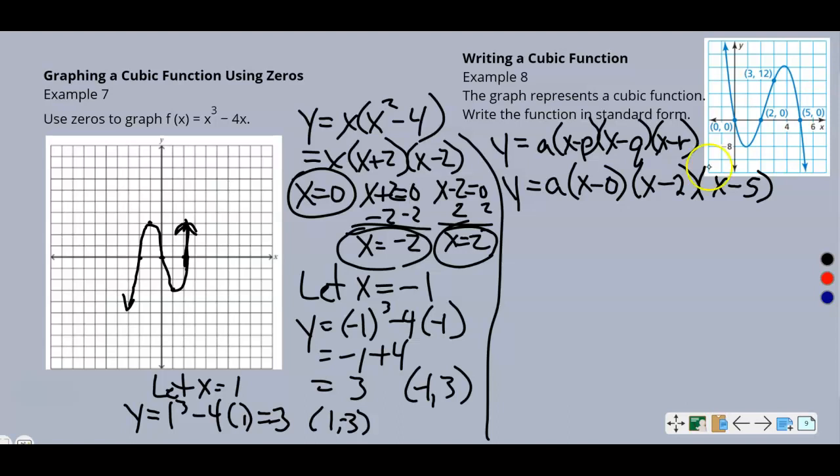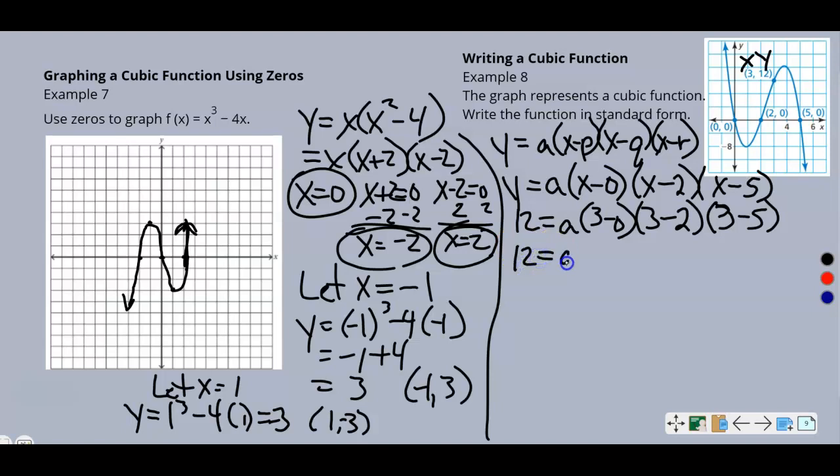All right, now we are given one more point, 3, 12. So we can take 3, 12 and use that as our x and y value. So 12 would be our y value. Now we're going to be left with one variable. X is 3. All right, so I'm using this up here as x and y. So 3 minus 0, 3 minus 2, 3 minus 5. All right, that leaves only a, which means we can solve for a.